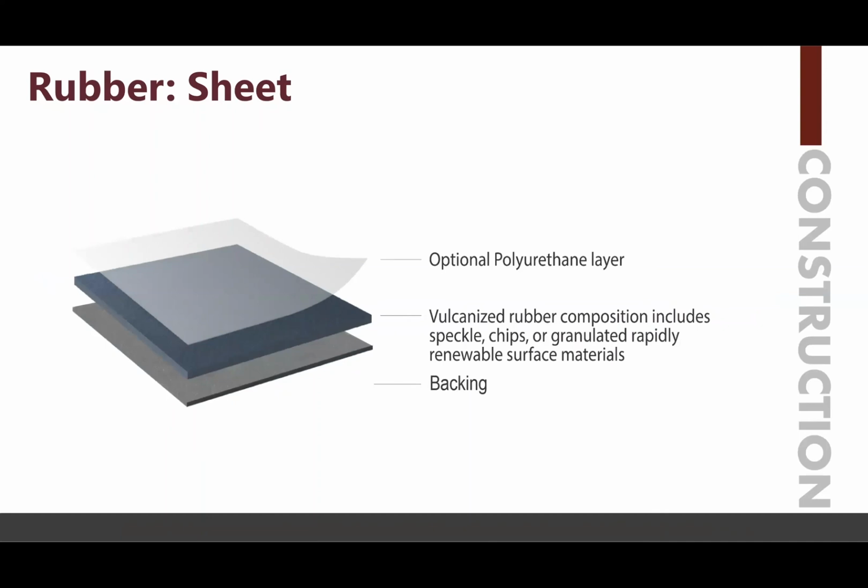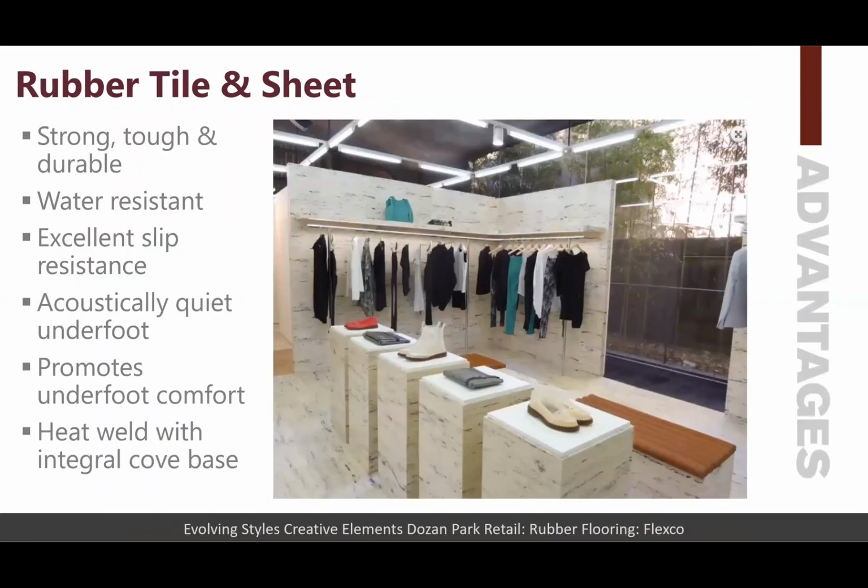Another one to evaluate is also that you can have backing. So the prior slide shows it without backing, and the current slide shows it with backing. So what are the advantages to rubber tile and sheet?